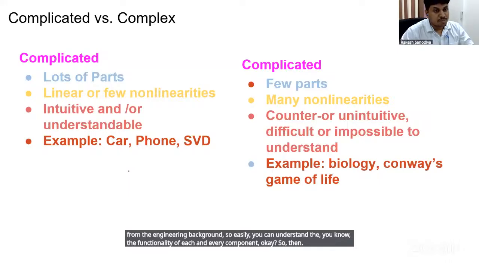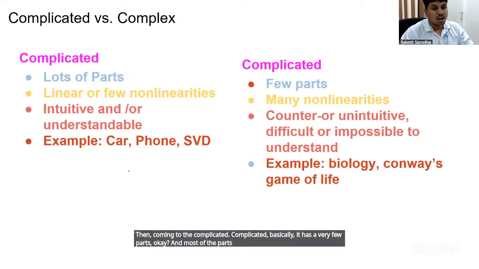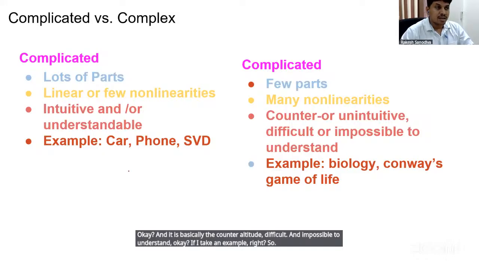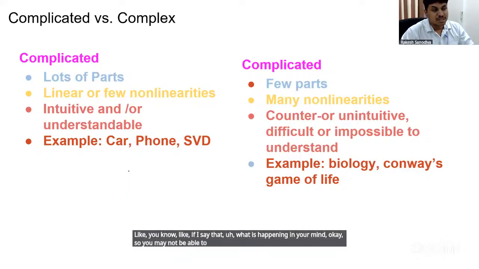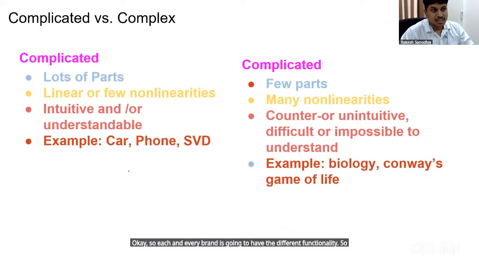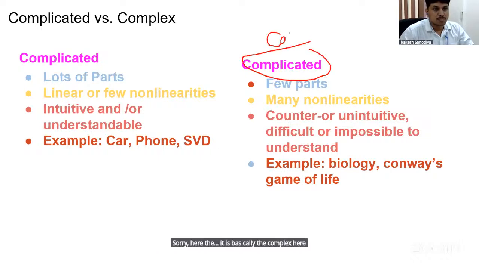Coming to complex, it has very few parts, most of which are non-linear, and it is counterintuitive, difficult, and impossible to understand. If I take an example like biology, or your mind, your brain has many neurons or cells. If I ask what is happening in your mind, you may not be able to understand just by seeing the brain. Each brain has different functionality. So you can say your brain is complex. This is the difference between complicated and complex. Sorry, here it is complex, mistake here.